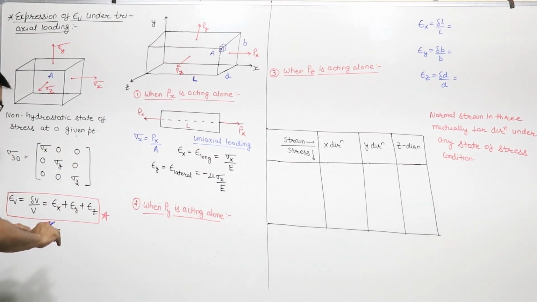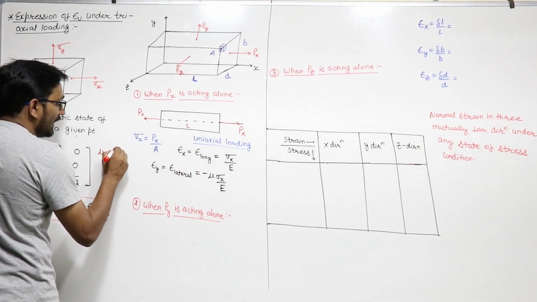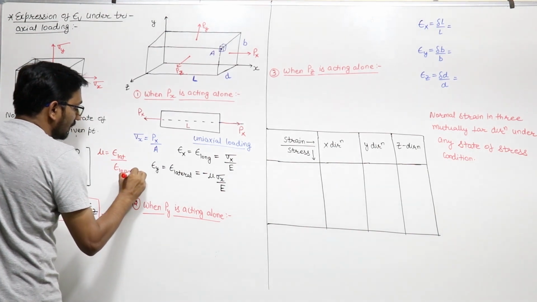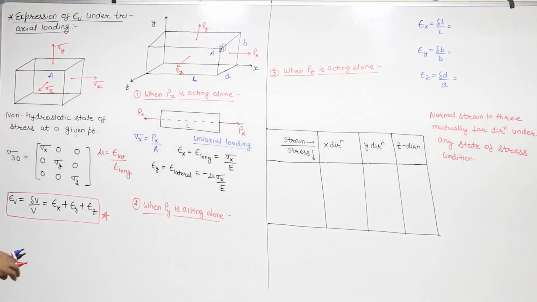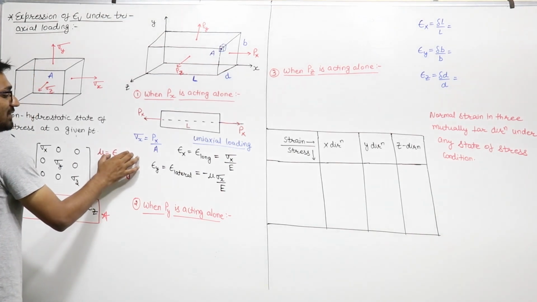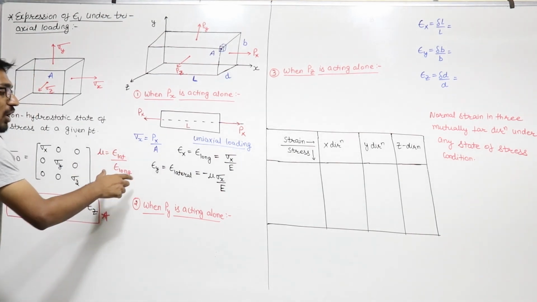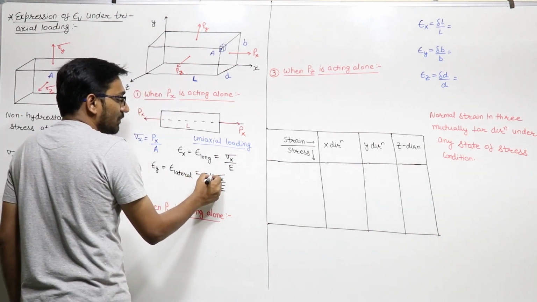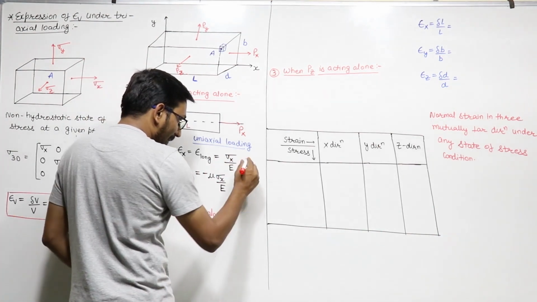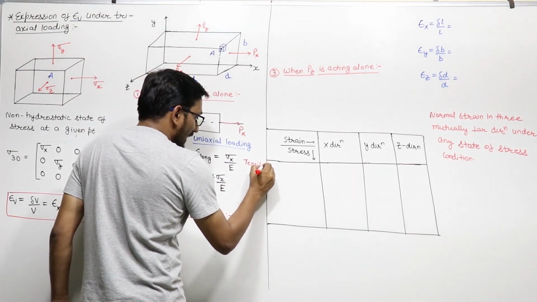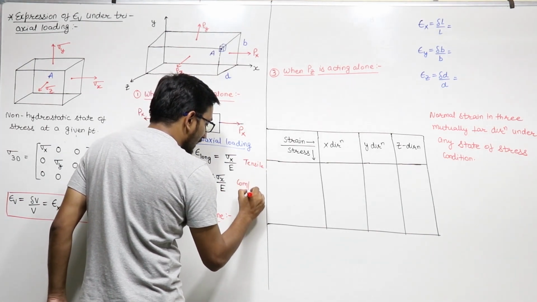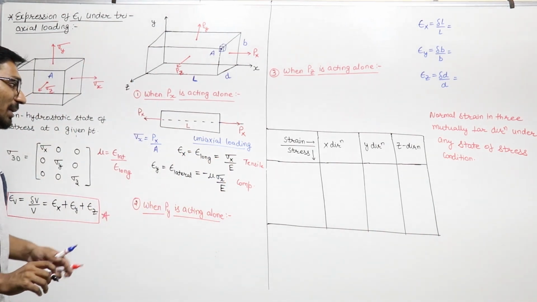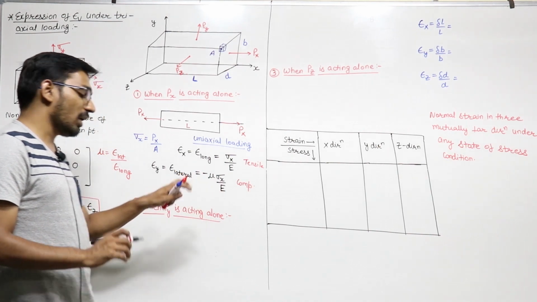Why? Because we know that the Poisson ratio is lateral strain upon longitudinal strain. So from here you can say lateral strain will be equal to Poisson ratio into longitudinal strain. And of opposite nature, so this is minus, because the longitudinal is positive, this is tensile. So the lateral strain will be compressive in nature, and that is equal to minus mu times epsilon x, or epsilon longitudinal, that is sigma x upon E.